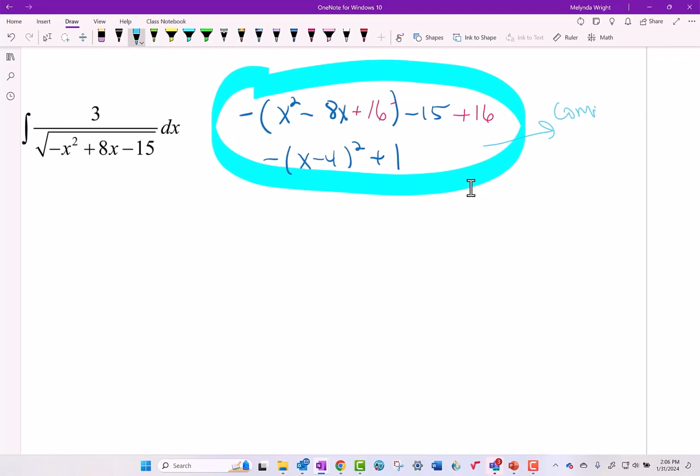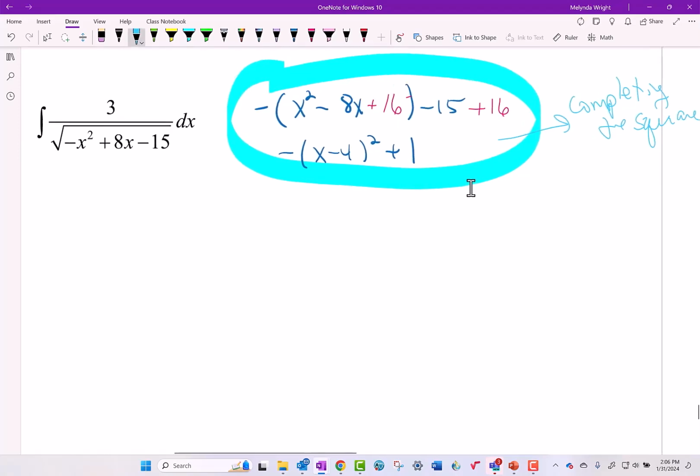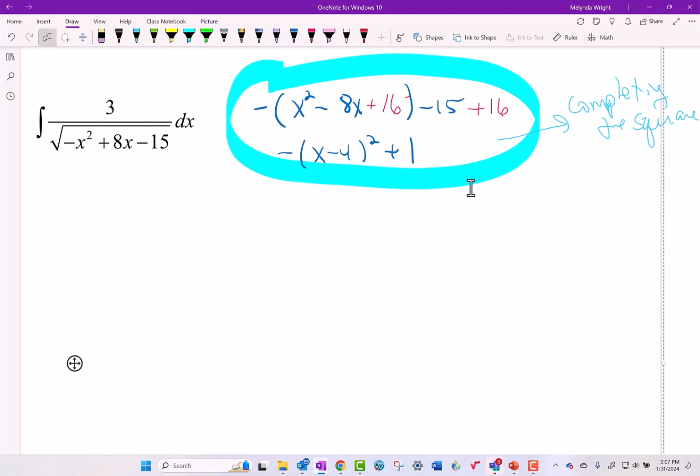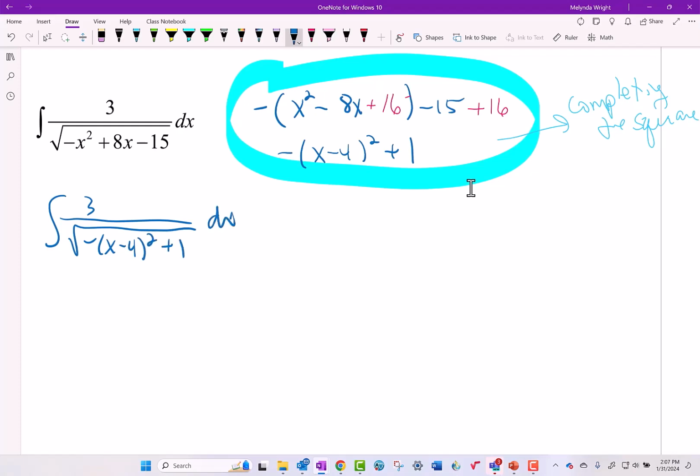Which, to be honest, is the hardest part of these kinds of problems, the completing the square part, because the integration is pretty easy, because it's just a formula. Okay, so let's put it back in. All right, so I've got the integral of 3 over the square root of negative (x minus 4) squared plus 1.